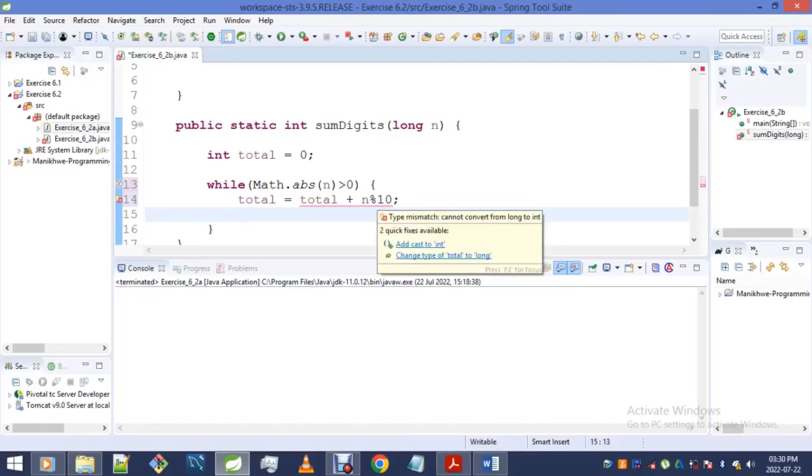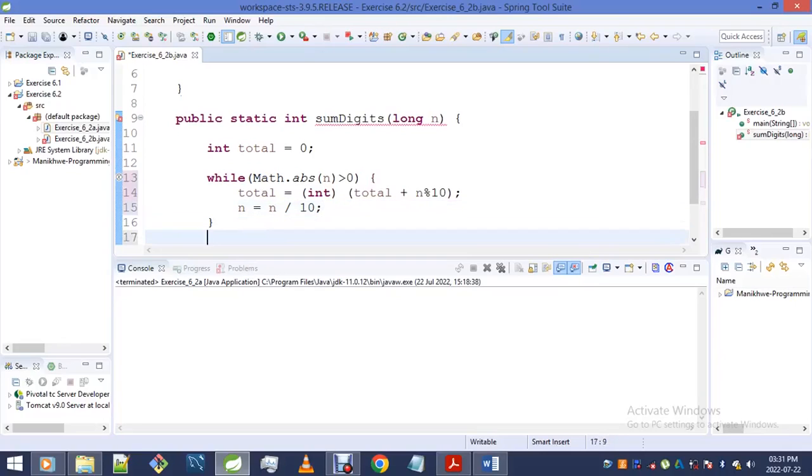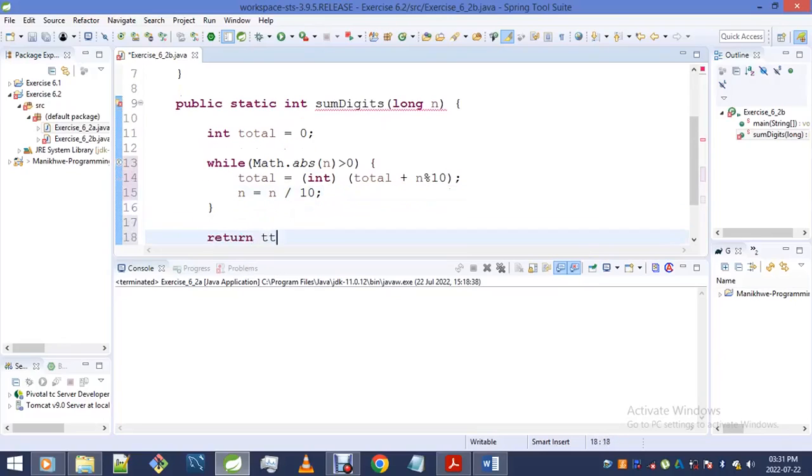Could I be missing? I really cannot believe I'm required to typecast that. I will then go n is equals to n divided by 10. Okay, that should be it for my tutorial, you guys. Now the next thing I would have to do is to go total.